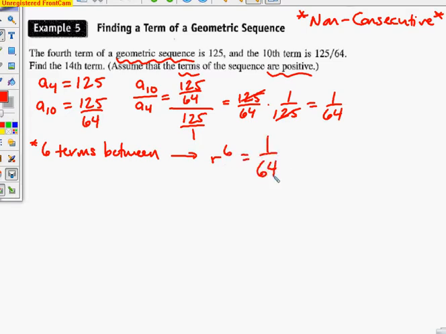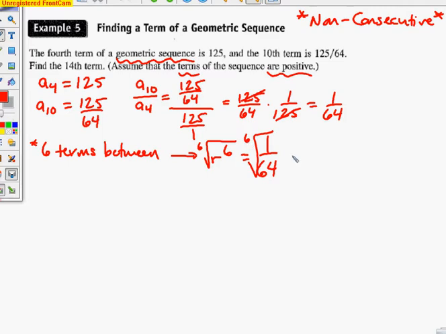So again, think about it. If I go from the 4th term to the 10th term, what I'm doing is taking the 4th term and multiplying it by the common ratio r. And then I'm taking the 5th term and multiplying it by r. And the 6th term times r. And the 7th term times r. So I'm multiplying by r 6 times to get from the 4th term to the 10th term. R times r times r 6 times is r to the 6th. Okay? So now to find r, we need to take the 6th root of this.